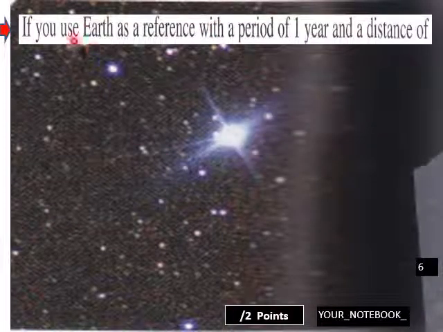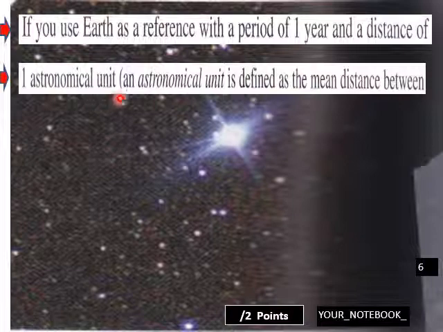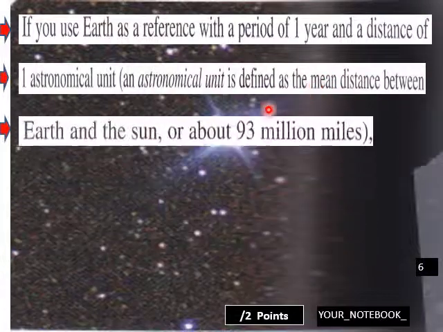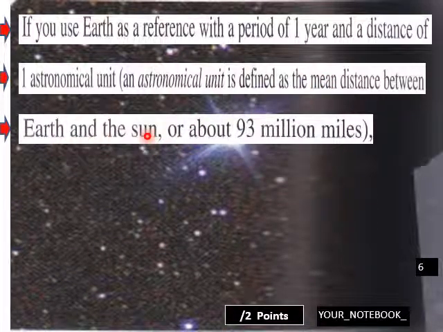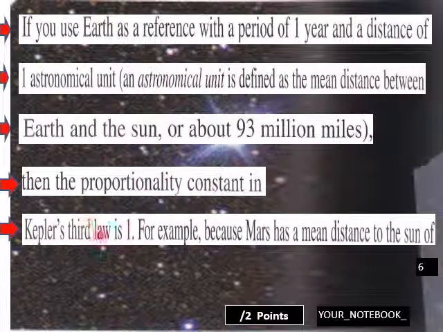So if you use Earth as a reference with a period of 1 year and a distance of 1 astronomical unit, which, by the way, an astronomical unit is defined as the mean distance between Earth and the Sun, or about 93 million miles. So that is an astronomical unit. Then the proportionality constant in Kepler's third law is 1.